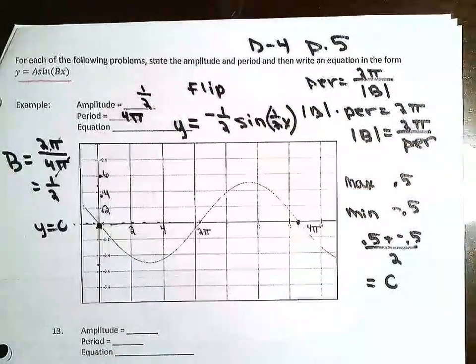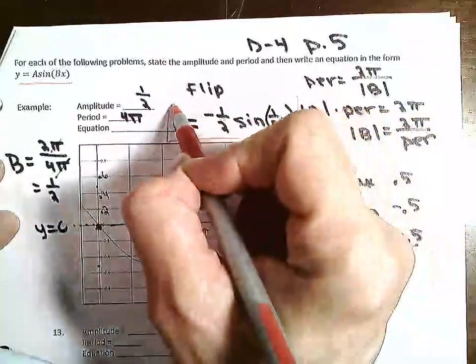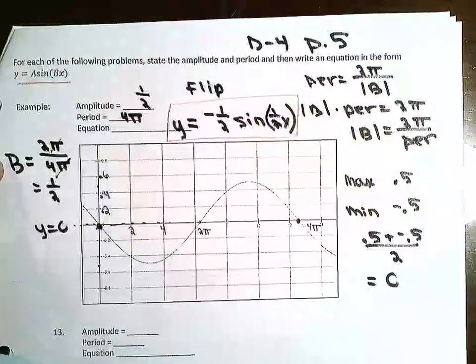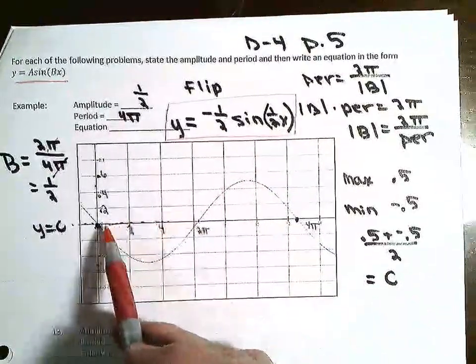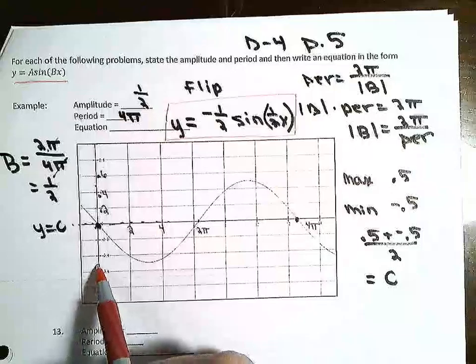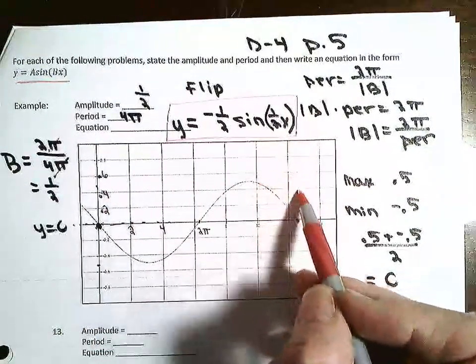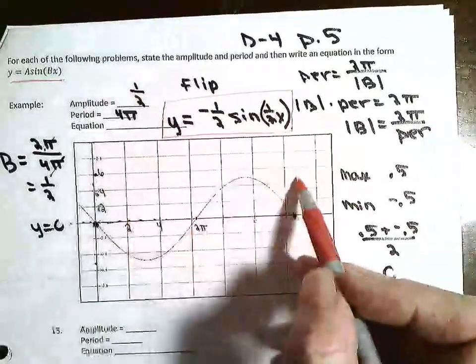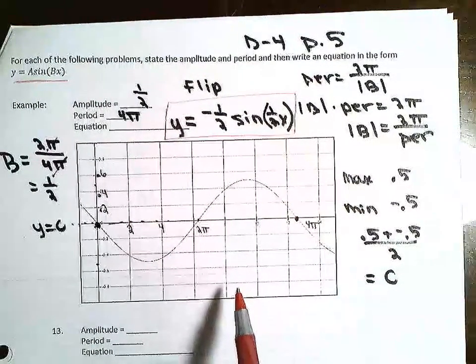And so here's our final equation. And I would encourage you, just like before, to put this into your graphing calculator and set your x min to 0, x max to 4 pi, y min to negative 0.5, and y max to 0.5. Then you should see this one cycle on your graphing calculator, and that's a good way to check it. We're now finished with D4.